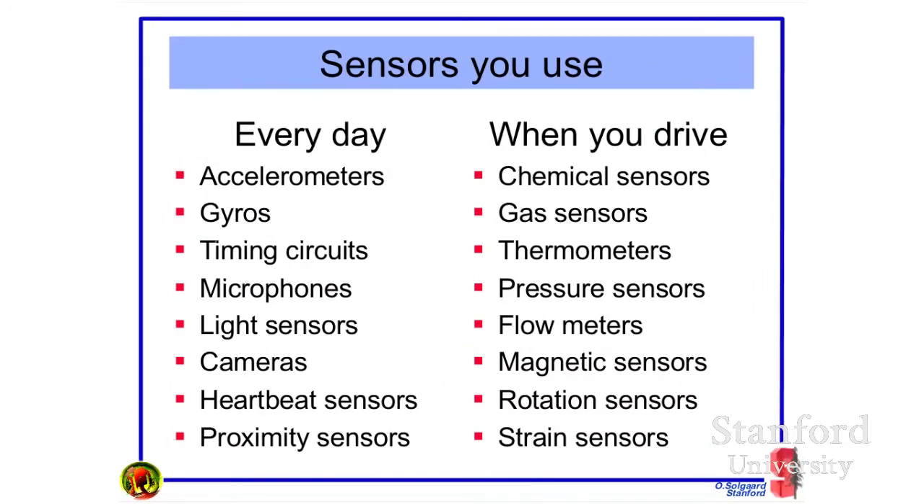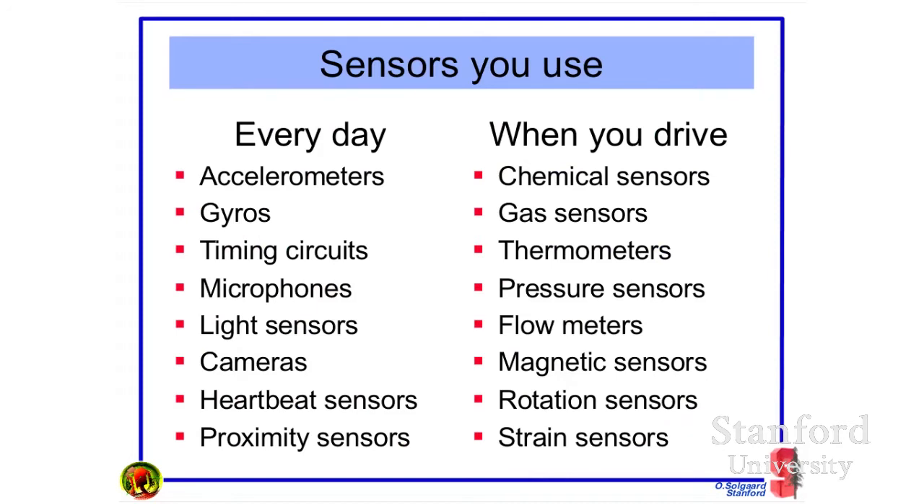You use sensors every day. This is a very, very incomplete list. Sensors that you use every day include the sensors that are in your cell phone in particular. You have accelerometers in there. Those are the ones that allow your screen to rotate so the phone knows what orientation it is.